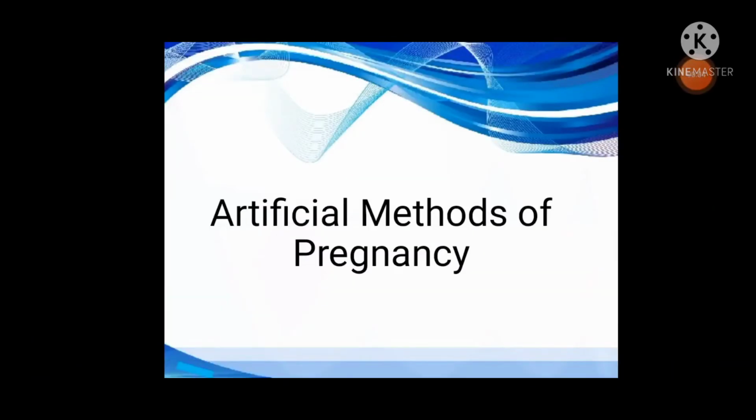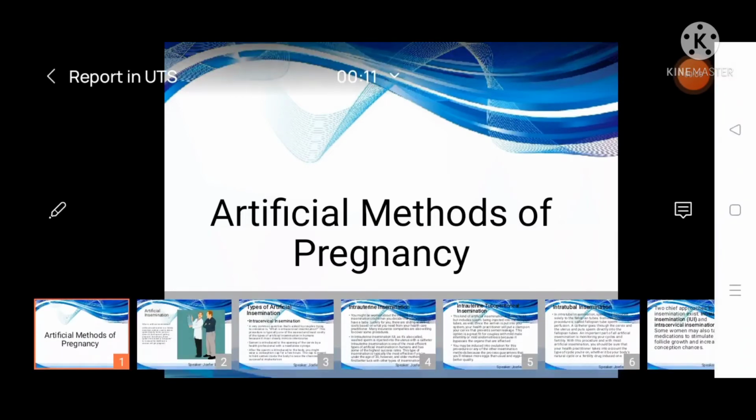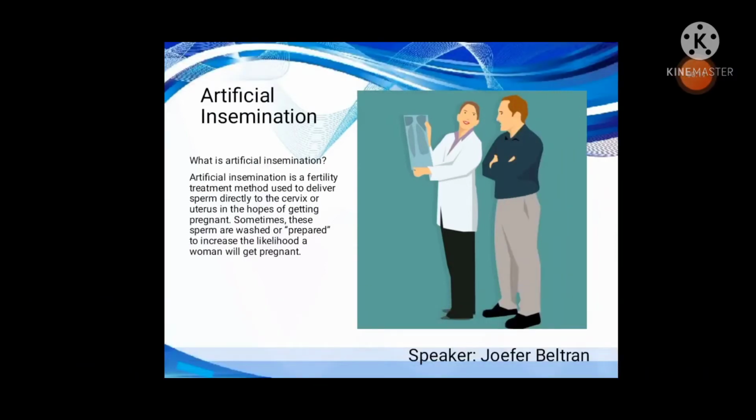In this topic, we'll discuss methods of pregnancy. What is artificial insemination? Artificial insemination is a fertility treatment method used to deliver sperm directly to the cervix or uterus in the hopes of getting pregnant. Sometimes these sperm are washed or prepared to increase the likelihood a woman will get pregnant.